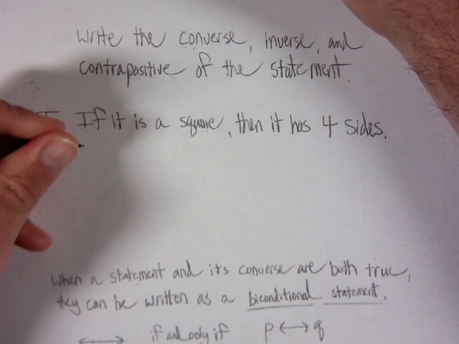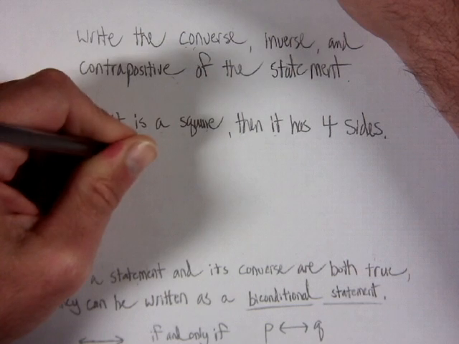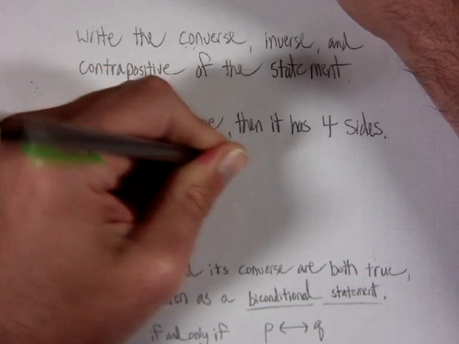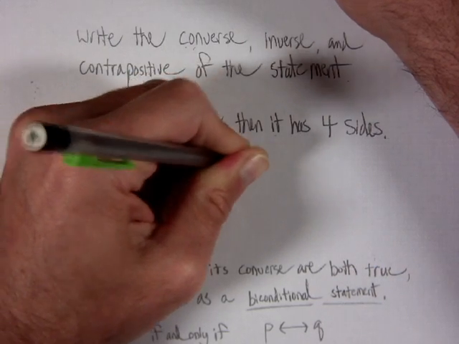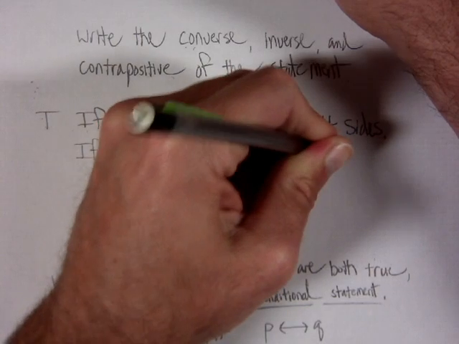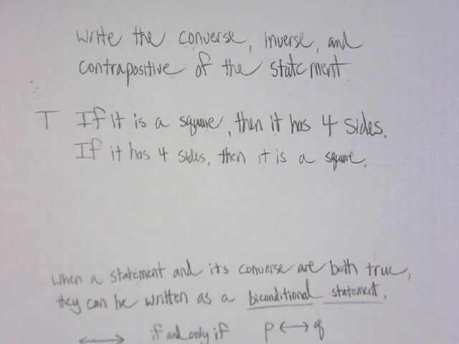So the converse would be if it has 4 sides, then it is a square. Is that true or is that false? If it has 4 sides, then it is a square. Well, let's see if we can bring something that has 4 sides that's not a square.